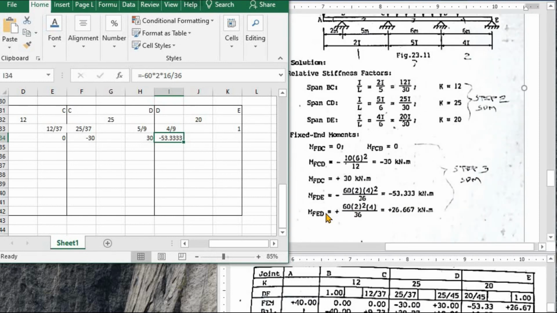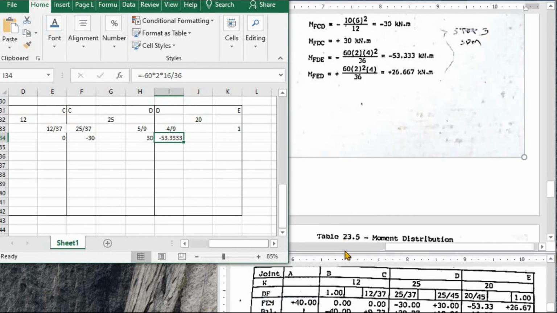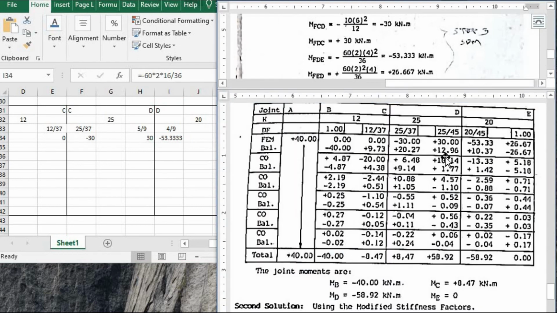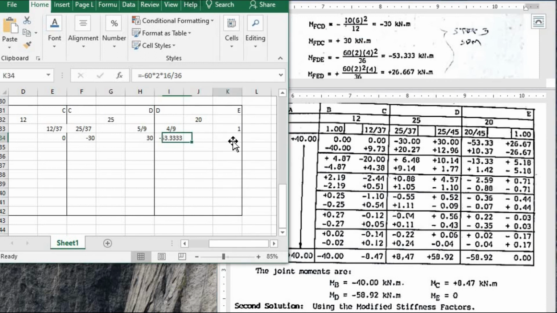And next, you have ED. Taas ko lang ito. For ED, we have 26.67. You type here equal sign 60 times 4 times 4 divided by L squared. And that is positive kasi clockwise direction ang reaction moment niya. So that is, I believe, your first cycle.